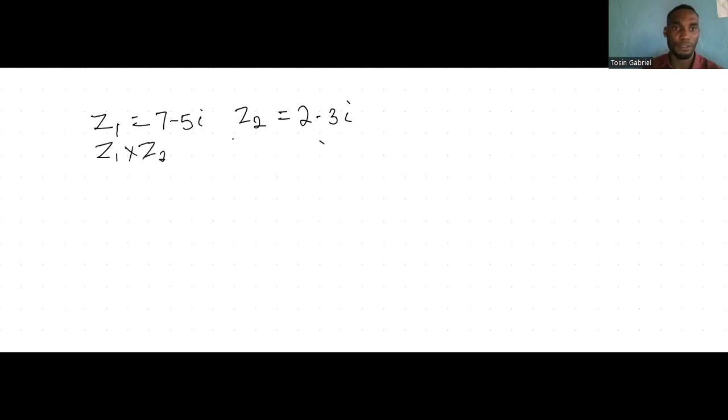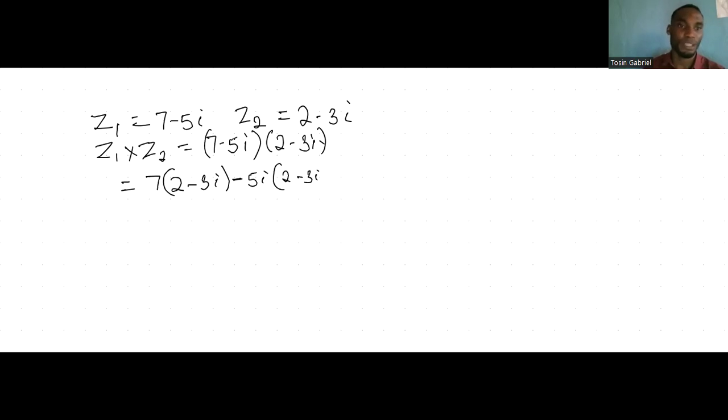So we have 7 minus 5i into 2 minus 3i. If you are conversant with quadratic equations, this should not be hard, but if you are not, I'm going to break it down for you so that in case you come across problems like this, you know how to do it. The first one is you pick this 7, you open a bracket, then you write everything here inside the bracket, that's 2 minus 3i. You close the bracket, then you pick the remaining, that's minus 5i into 2 minus 3i.